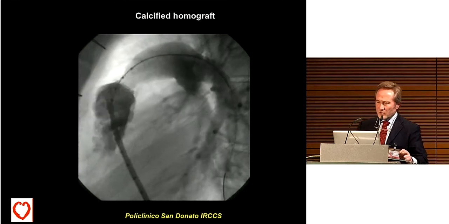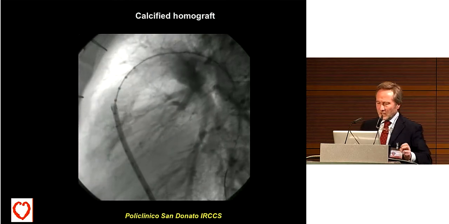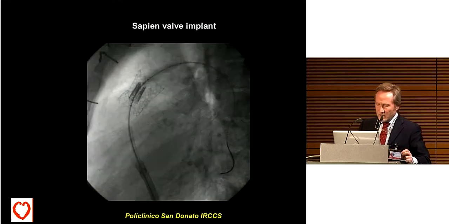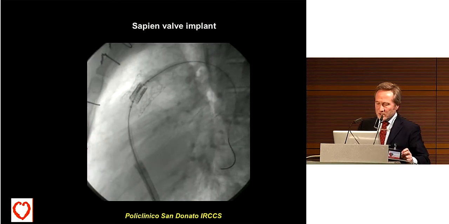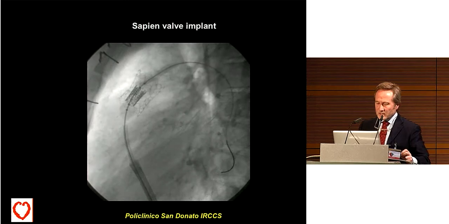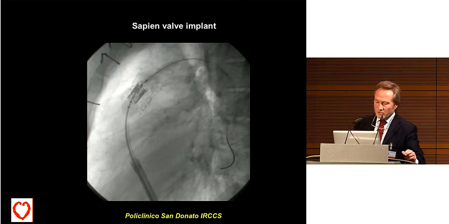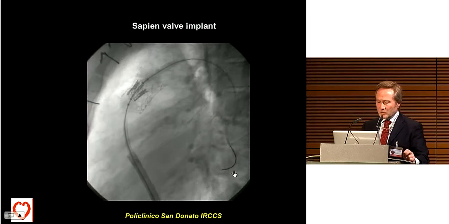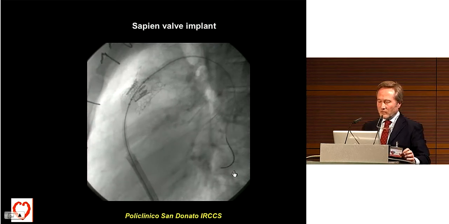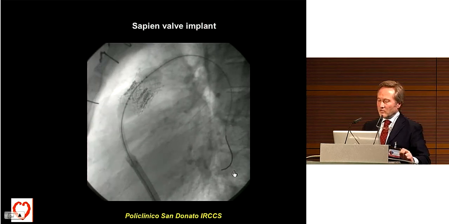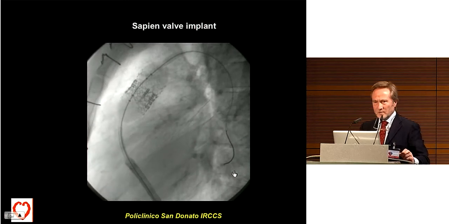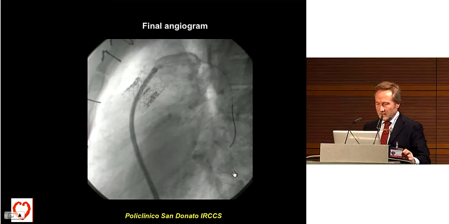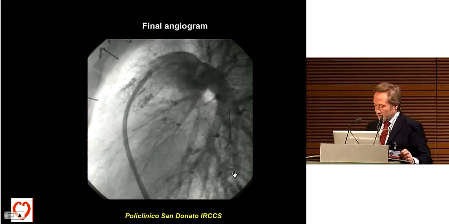Well, this is an example of a calcified homograft that could have been treated with Melody as well. This is a Sapien 26 millimeter implanted after pre-stenting, of course. You see this Andra stent. It is important to perform a very slow inflation of the balloon to implant the Sapien, and this is the immediate result with good competence of the valve.